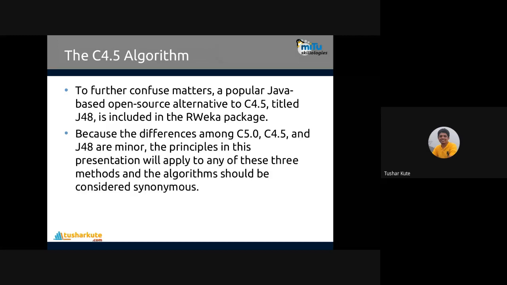They are almost the same. Very small changes are there, but to focus on the current base version of the algorithm, that is C5.0, which is the common decision tree algorithm used today in machine learning. Fine.